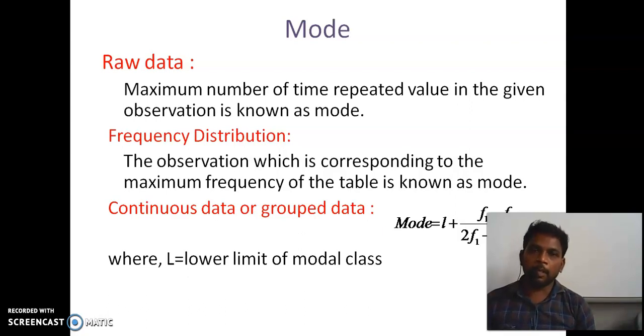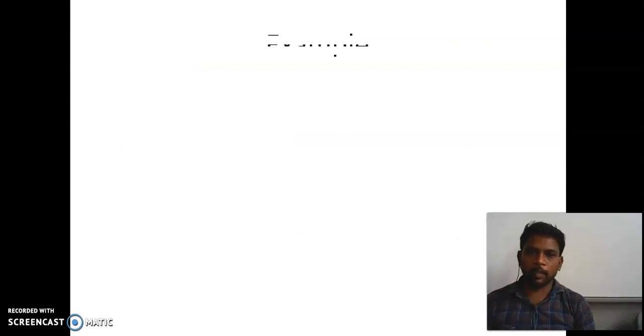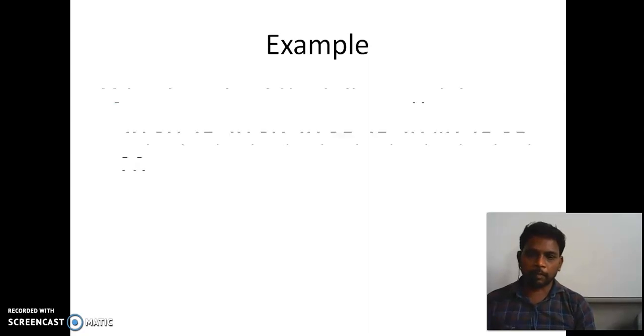So before finding the solution for continuous data, it is necessary to find the modal class. f1 is the frequency of the modal class, f0 is the frequency just preceding the modal class, and f2 is the frequency just succeeding the modal class. The modal class is very important here, as everything depends upon it, and h is the length of the class interval, which we already know.